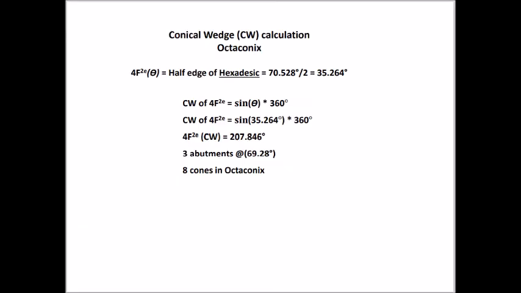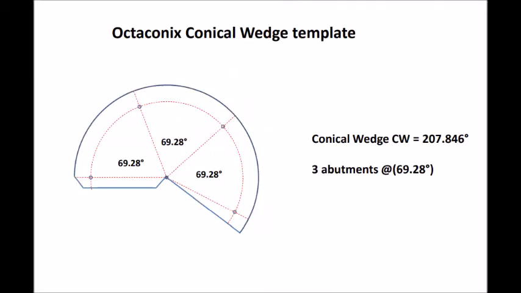Now we'll calculate the conical wedge CW of the octaconix. Its subtended angle is 1/2 of the edge arc of the hexadecic that I have pulled from an earlier calculation. This results in an angle of 35.264 degrees. We take the sine of this angle and multiply it by 360 degrees. This results in a conical wedge of 207.846 degrees. We divide this by 3 to find the abutment points, and this is the resulting template for the conical wedge of the octaconix, and I will demonstrate its construction.